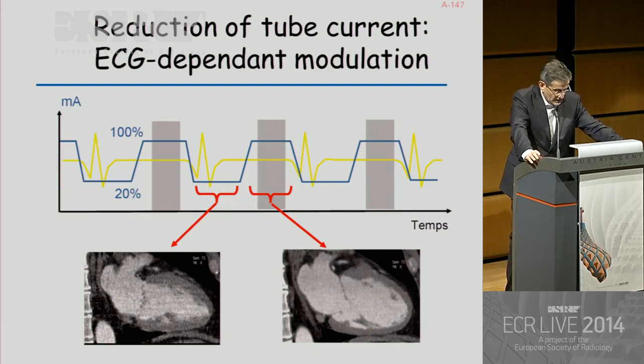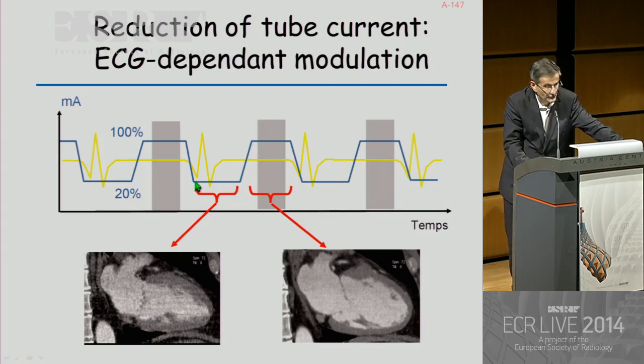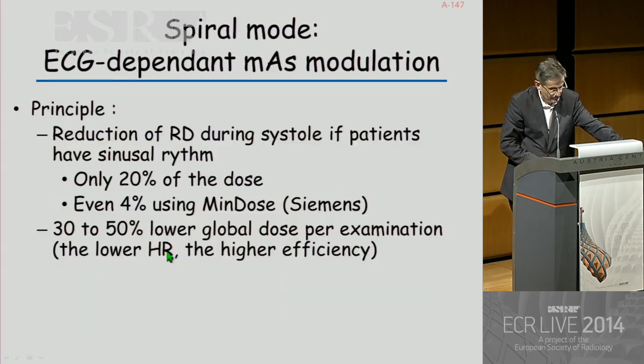So we can go back to the old mode. The principle is very simple: you have the full dose typically in the diastolic phase, providing high quality image, and the tube current is reduced to 20% of the nominal dose at the systolic phase. But remark, the systolic phase is still usable for function evaluation.